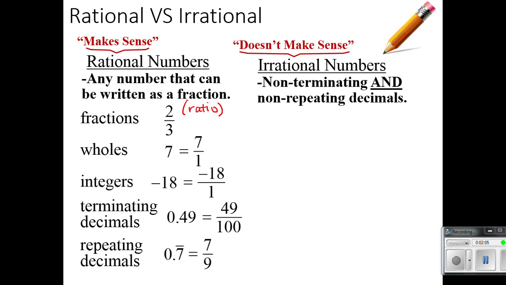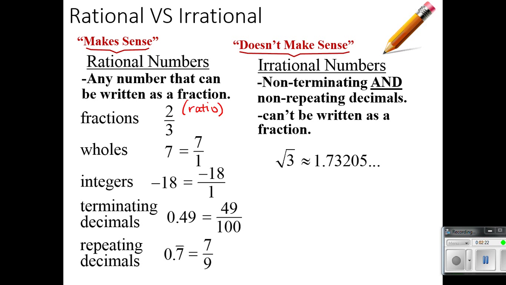Irrational numbers are non-terminating and non-repeating decimals. So they're decimals that don't stop and they have no repeating parts to them. And they can't be written as a fraction. So the square root of 3 is the same as 1.73025, and it keeps going forever and ever. It never repeats, and it never stops.